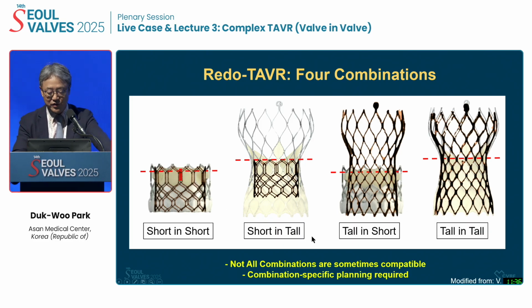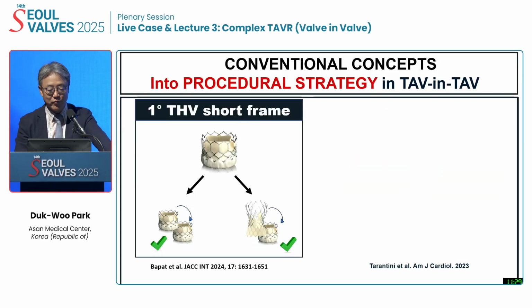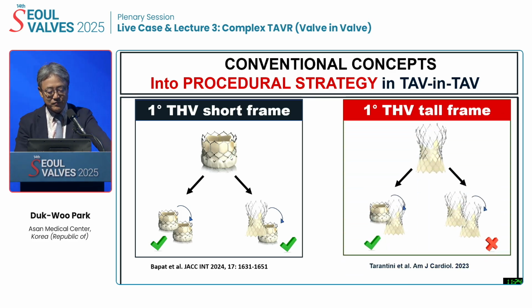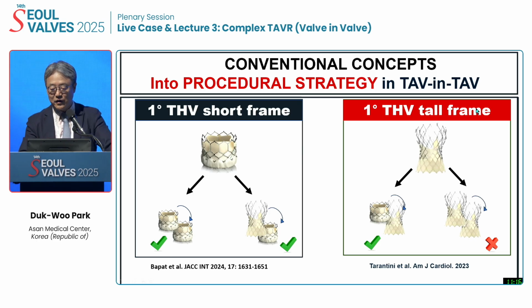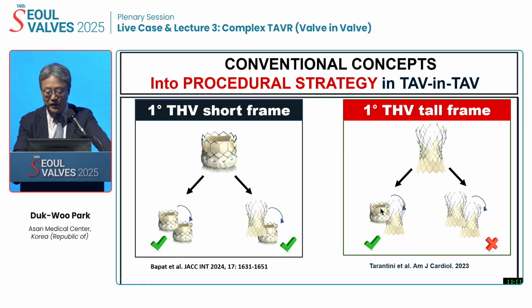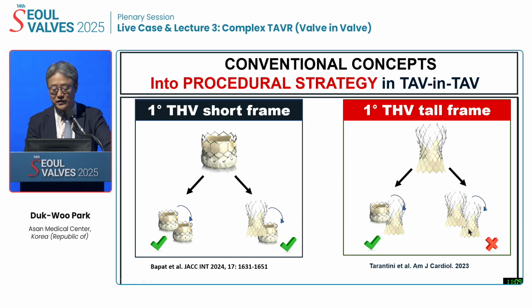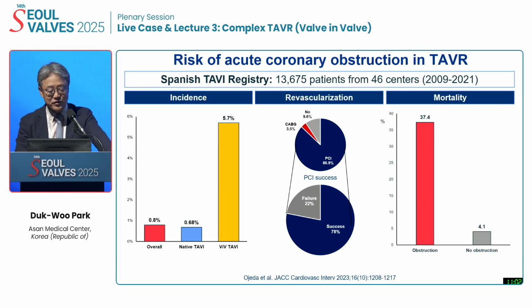Short in short, short in tall, tall in short, and tall in tall, there are different combinations. Combination-specific planning is required. Usually, if the second valve is short, it is fine regardless of the first valve. If the first valve is short and the second valve is tall, it doesn't matter. If the first valve is tall and the second valve is short, it could be comparable, but tall in tall is quite complicated. Usually we don't do the tall-in-tall procedure, except in a very emergent case.